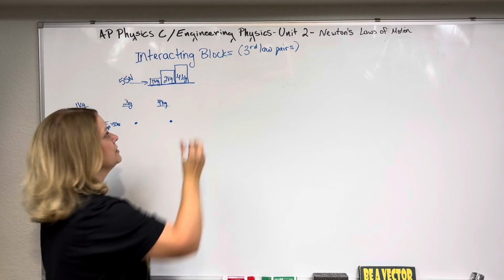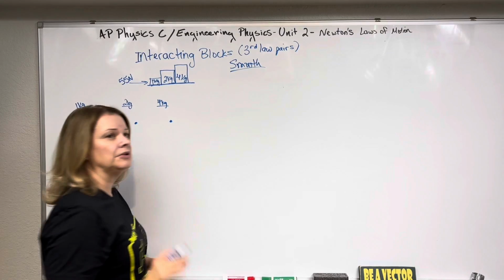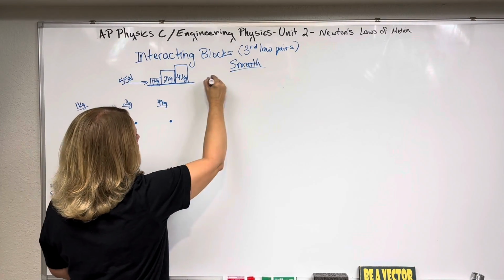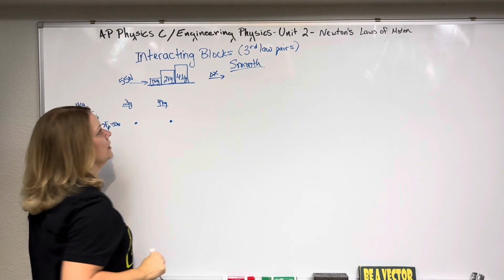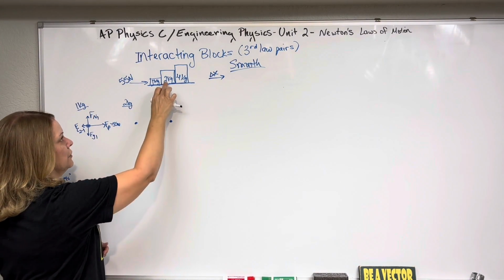Now this is going to be a smooth surface, and I'll show you what you would do if you also had friction, but this is going to be smooth right now, so we're not going to worry about friction. Obviously, all 3 of these blocks are moving to the east. I should have told you that. There's going to be enough force to move these. Now we're going to go to the 2 kilogram block.